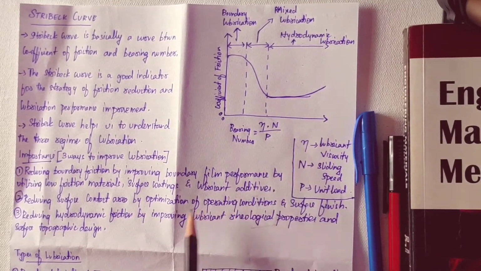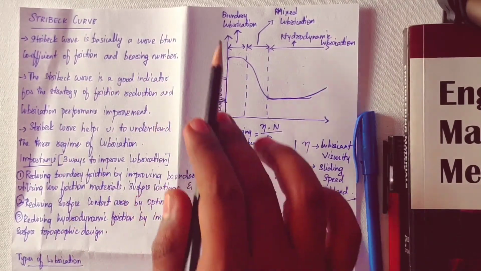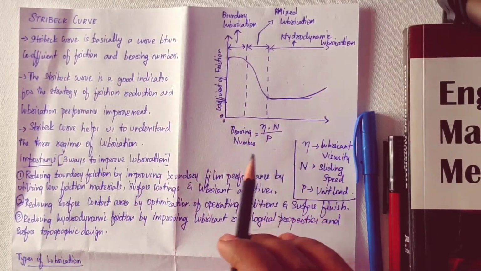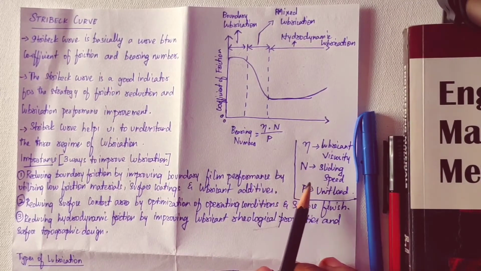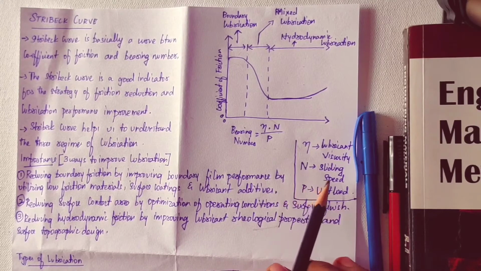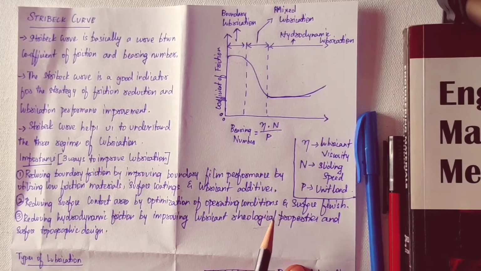So this Stribeck curve helps you to understand the three regimes of lubrication, and also how the wear resistance of any material can be improved by improving the lubrication, the types of lubrication and regimes of lubrication. So this is about the Stribeck curve.